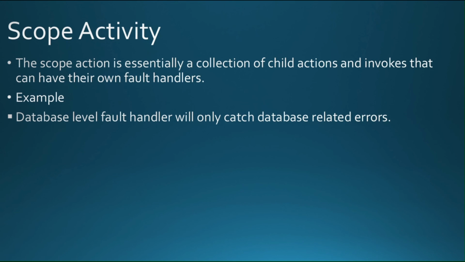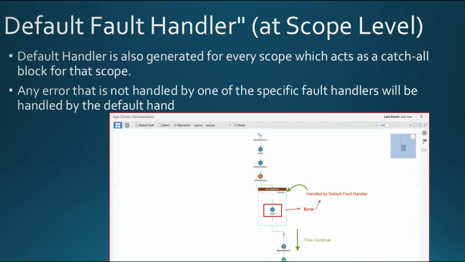So now let's understand what the scope activity is. The scope action is essentially a collection of child actions and invokes that can have their own fault handlers. For example, within the scope, when you are trying to call any database services, ATP database services, in case your database service is down, we can catch the errors through the fault handler. All right. So next one is the default fault handler. We can handle the default fault handler at the scope level. The default handler is also generated for every scope, which acts as a catch-all block for the scope. All right. So within the flow we can create n number of scope activities.